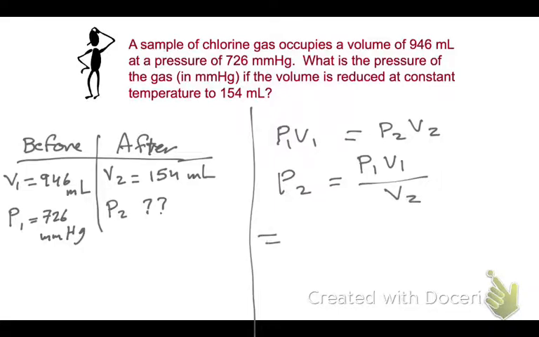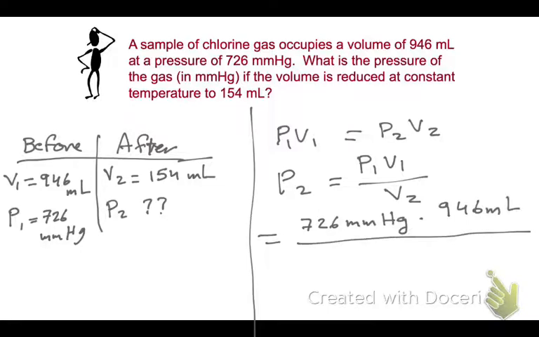Now you just put the numbers in, and it's really nice that I already have them down. So I have 726 millimeter mercury, please include the units, times V1, which is 946 milliliter, divided by V2, in this case 154 milliliter. Make sure that the units are canceling out, so milliliter is canceled with milliliter. And what does that mean? That your answer will come out in millimeter mercury, which is fine because this is what the question is asking.